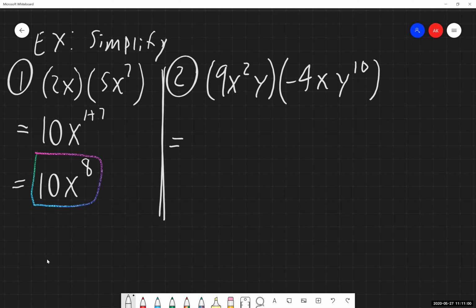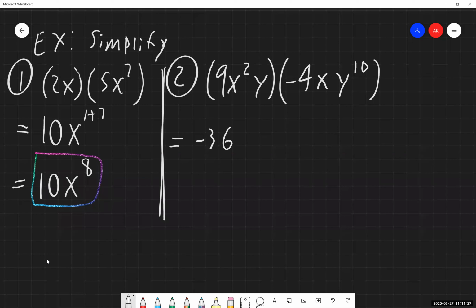So 9 times -4, that's going to give me a -36. Positive times a negative is a negative. 9 times 4 gives us 36. Then we have x squared times x. Again, anytime we do not have anything explicitly written into the exponent spot, it is implied that the exponent is 1. It's implied, it's assumed, we're not going to deviate from that.